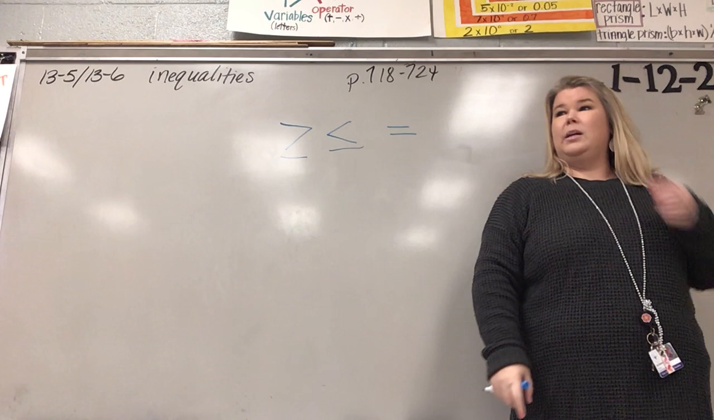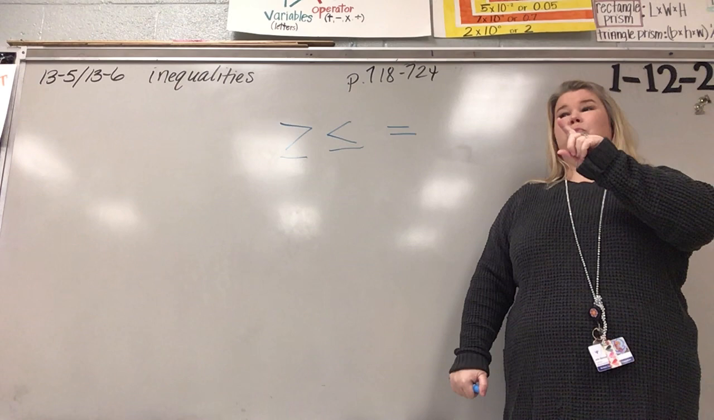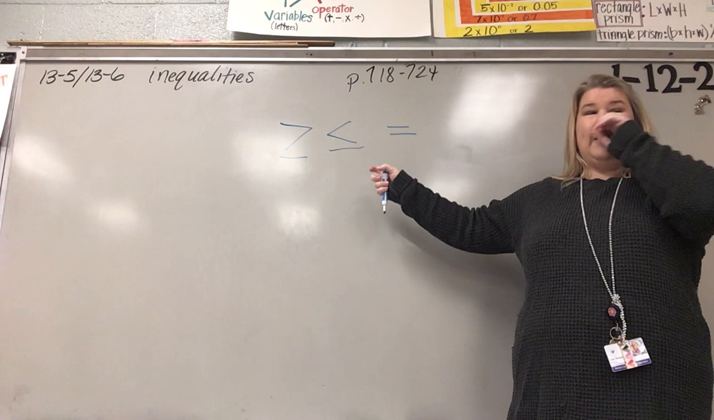I have a question. Why can't you just put an equal sign? Isn't that kind of pointless to do? No. We're going to talk about inequalities. We're going to find out why this is used. But can't you just put an equal sign if it's equal instead of those two? But what if you don't know?